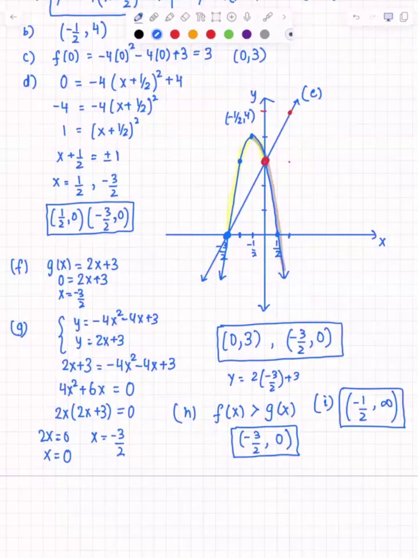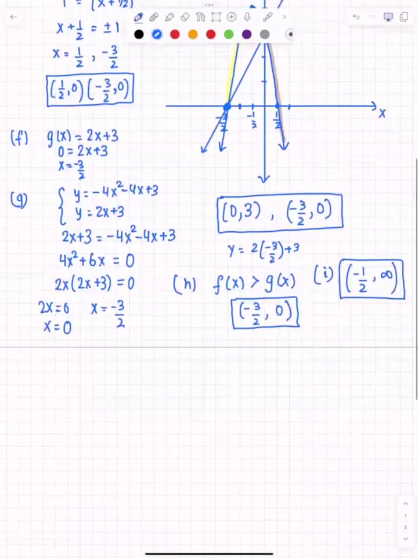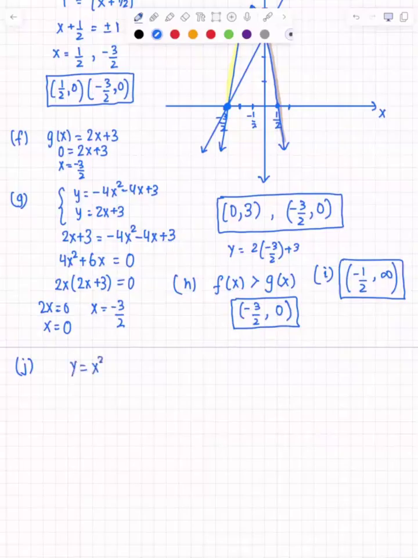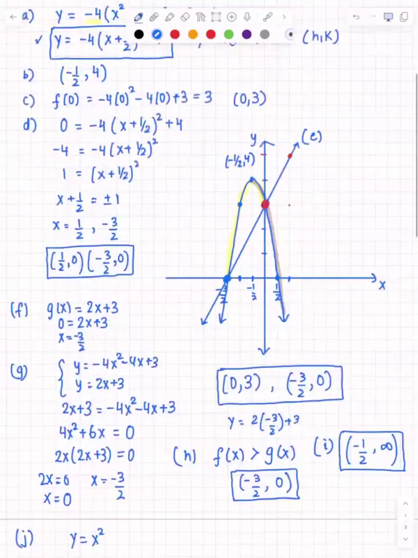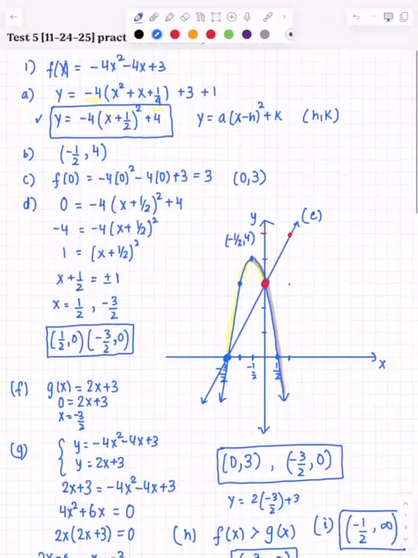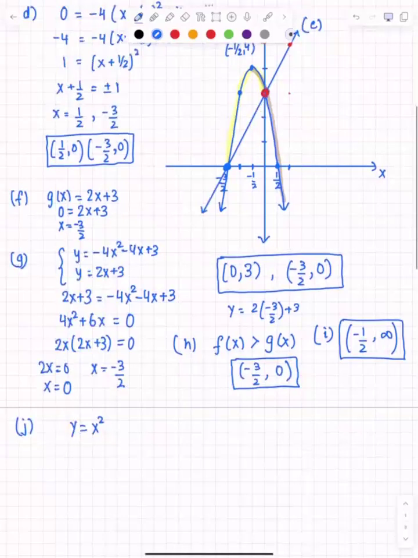Okay, J. State the sequence of four transformations to get the graph of f of x starting from x squared. So we have to go from x squared. Now I won't write f of x is minus 4x squared minus 4x plus 3 because I have no idea what the transformation is. But by changing it into vertex form, we know the transformation.